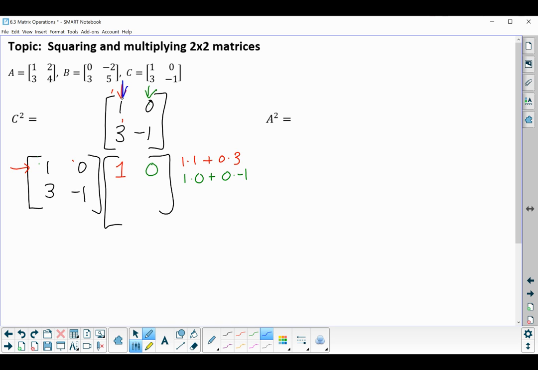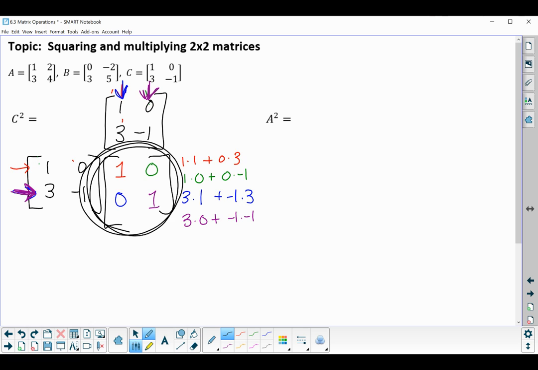Switching now to first column, second row, that's 3 times 1 plus -1 times 3. Well, that happens to add up to 0. And our last position in our answer is going to use the bottom row and the second column, 3 times 0 plus -1 times -1, and that gives us a 1. So you get this matrix right here as our answer.